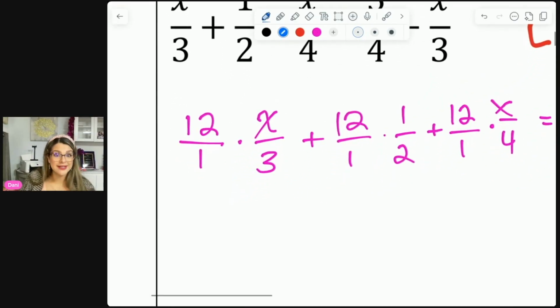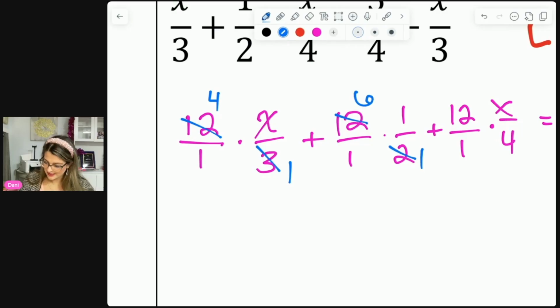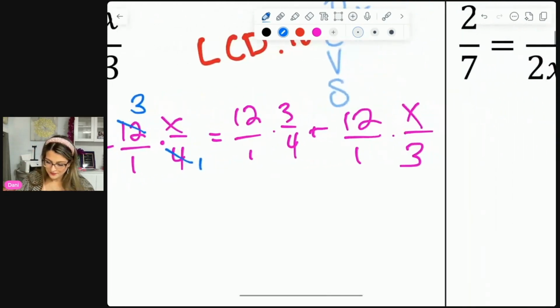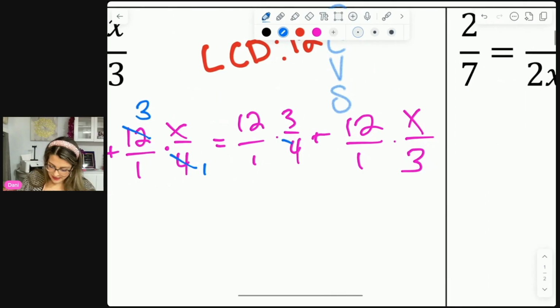So I like to do a little cross-canceling here. So 3 dies away, this is a 4. Over here, 2 is gone, this is a 6. Over here, 4 is gone, and this is a 3. That's really like saying 12 divided by 3 is 4, 12 divided by 2 is 6, 12 divided by 4 is 3, okay? And same over here. 12 over 4 is 3, and 12 over 3 is 4.